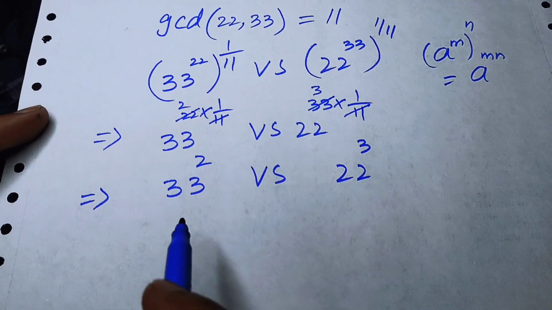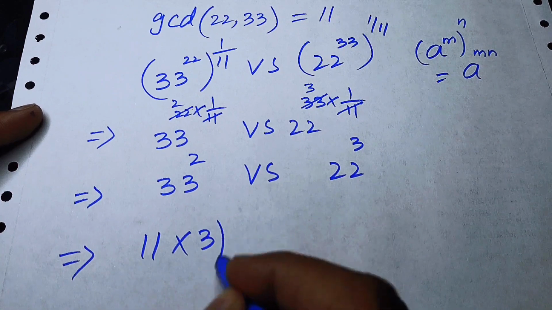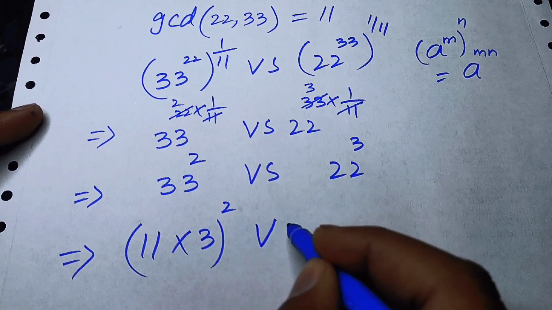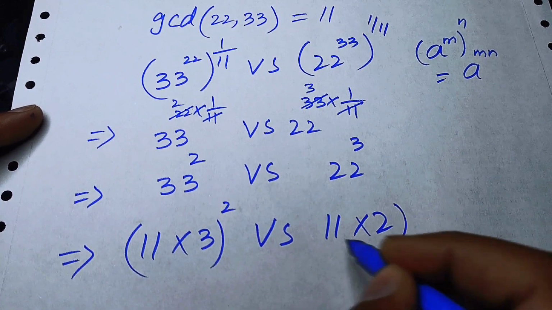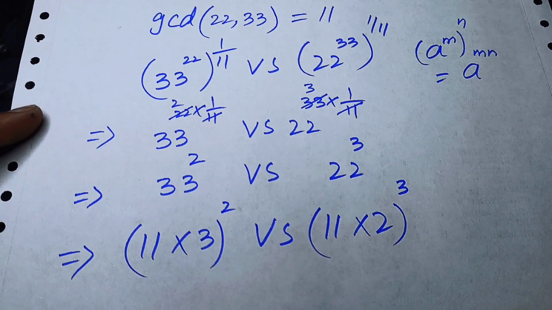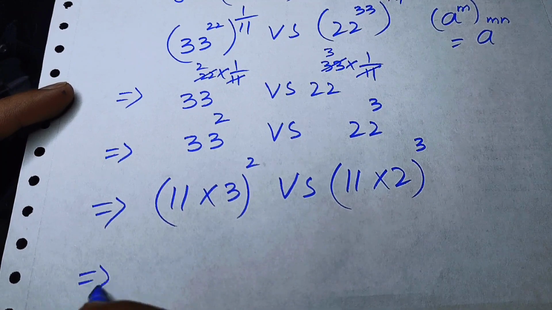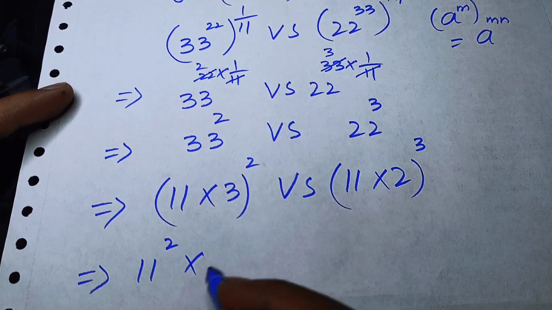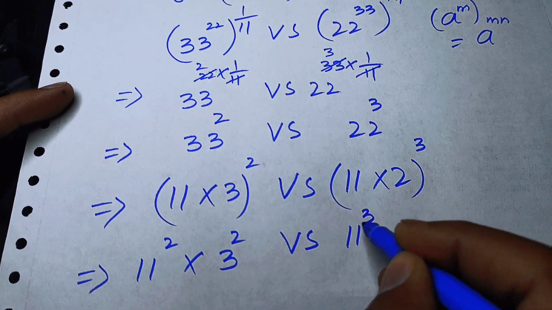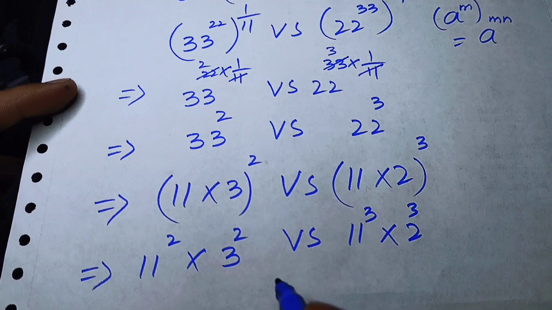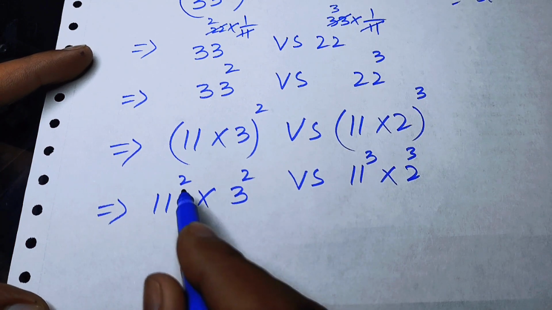After that we can write 33 as 11 multiplied by 3 and whole power 2, versus 22 written as 11 multiplied by 2 and whole power 3. Then we break the exponents, and we can write 11 to the power of 2 multiplied by 3 to the power of 2, versus 11 to the power of 3 multiplied by 2 to the power of 3.